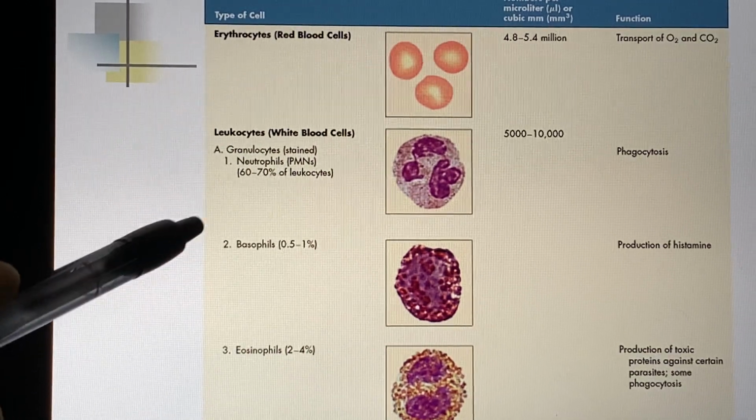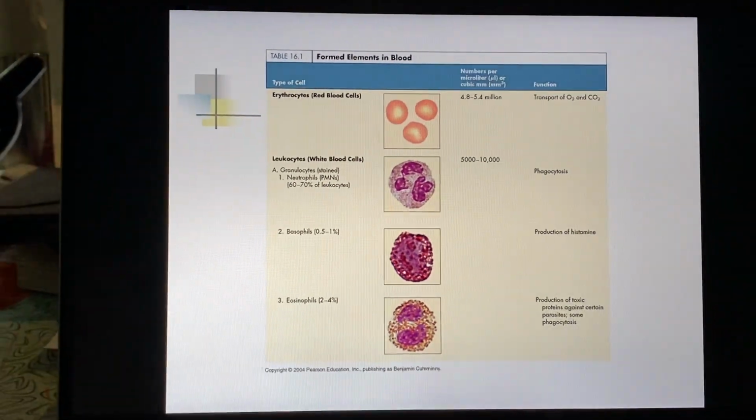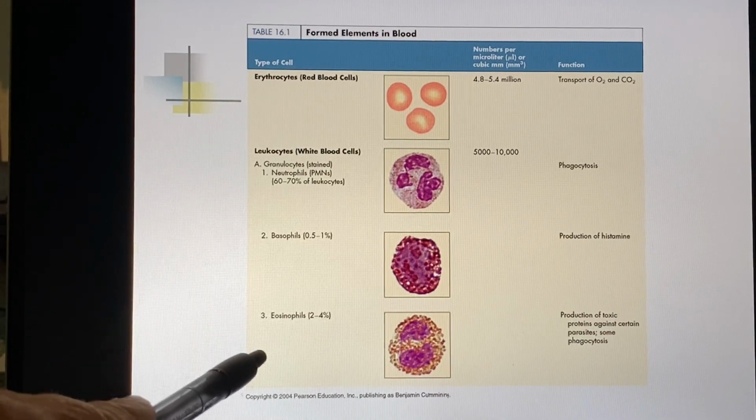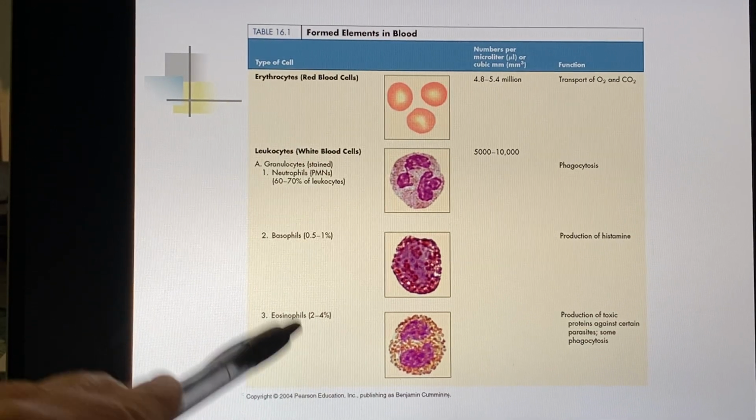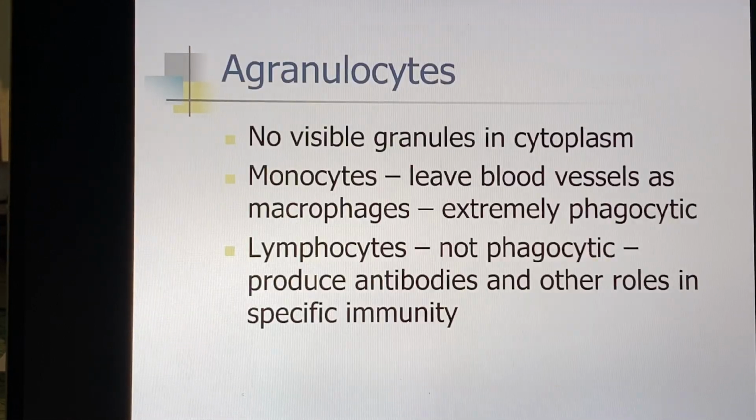Basophils, the lowest volume, these are the guys that produce histamine when you need it. And then eosinophils, these are the ones that increase when there is a parasitic worm infection.